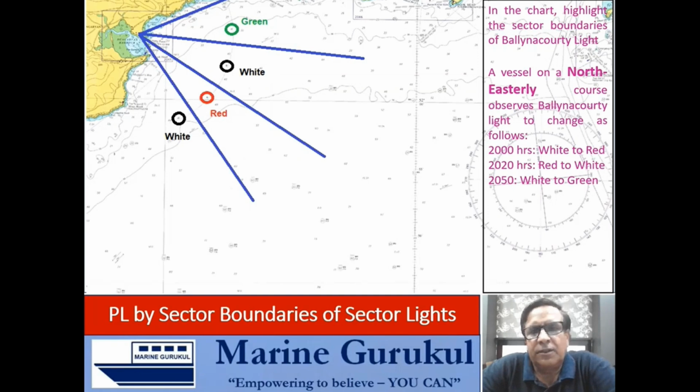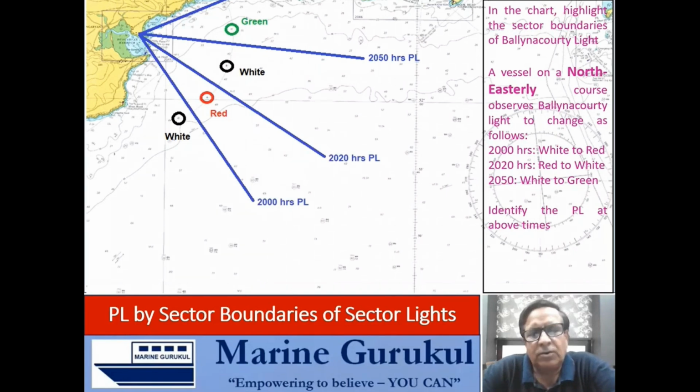Now, if there is a vessel which is on a northeasterly course, it observes Bellinacoti light to change as follows. At 2000 hours, it changes from white to red. At 2020, it changes from red to white. And at 2050, it changes from white to green. Please remember, these changes in colors have to be seen together with the course that the vessel is steering. In this case, the vessel is steering a northeasterly course. We need to identify, of all these, which are the PLs at 2000 hours, 2020, and 2050.